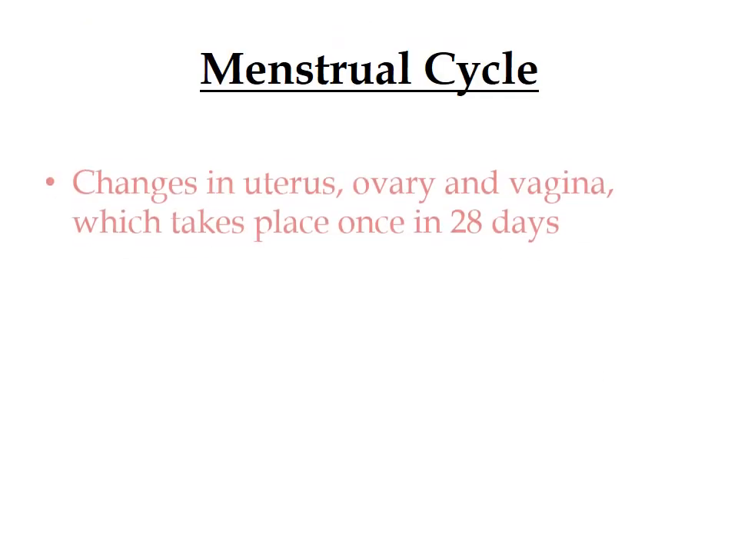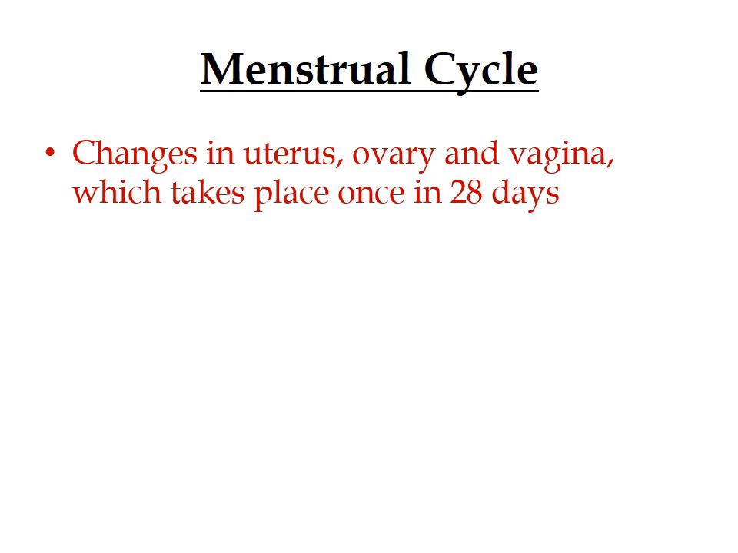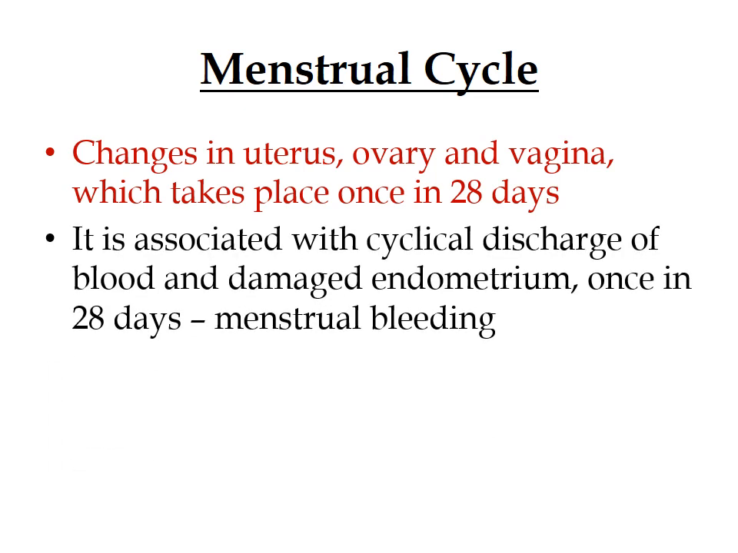Menstrual cycle: changes in uterus, ovary and vagina which take place once in 28 days. It is associated with cyclical discharge of blood and damaged endometrium once in 28 days, which is referred to as the menstrual bleeding. Actually, every 28 days, the uterus will be preparing itself to receive the implant.